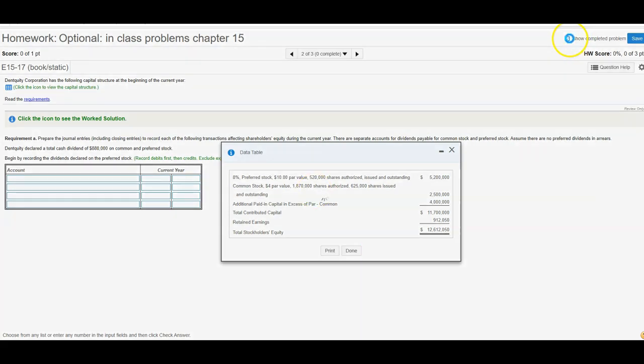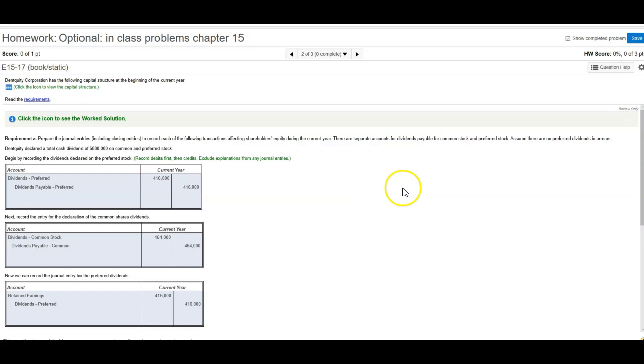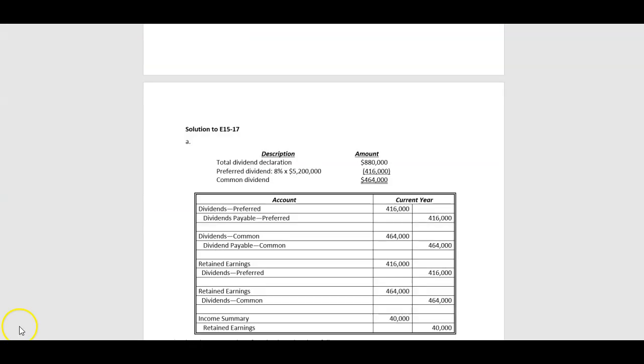So I'm going to do a little shortcut here, and what we're going to do is record the dividends declared on the preferred stock. How do we get that number? Let's take a look. In order to figure out the amount of preferred dividends that will be paid, we first take the 8%, we multiply that by its par value times the number of shares, and in doing so that number comes out to $416,000. When we declared the whole amount of $880, preferred gets theirs first, well, common gets what's left over.